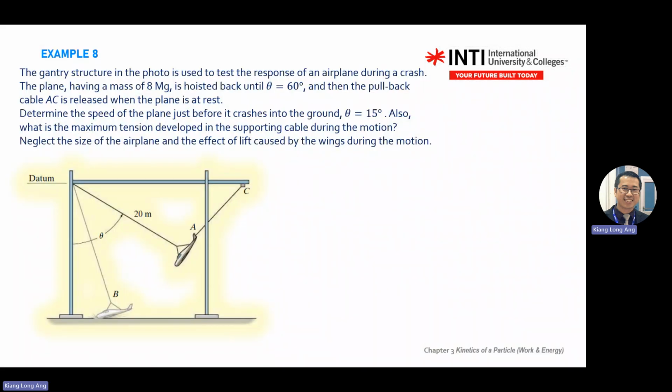Okay, let's look at this example. A gangly structure we use to test the response of aircraft. So this aircraft was tied to a rope at datum, right? And then the end of the A here was tied to C. Again, you see the question gave datum.